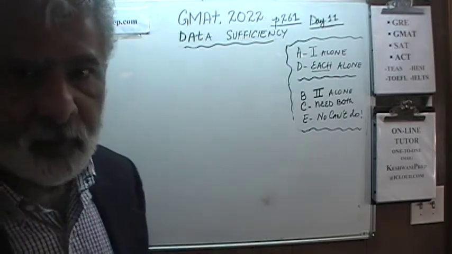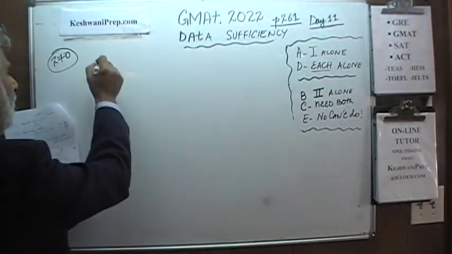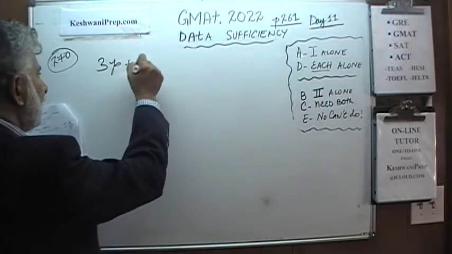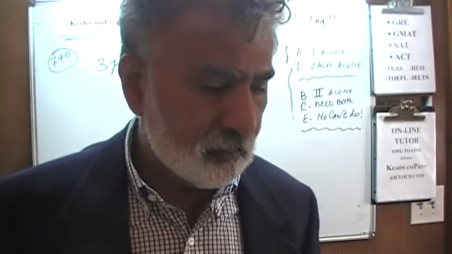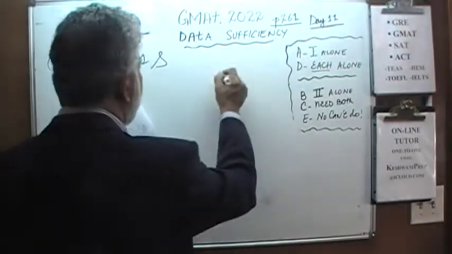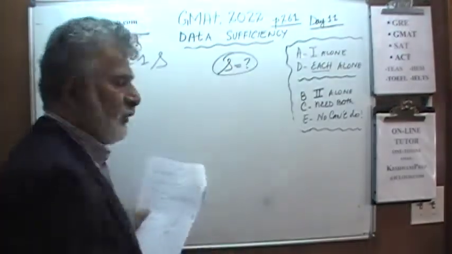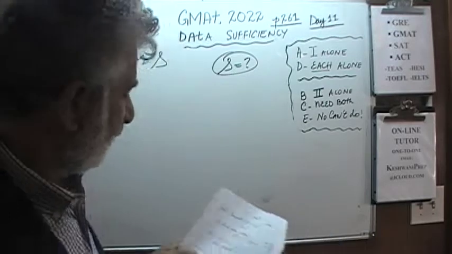In 270, we are told that we're going to buy three printers and one scanner. S represents the price of the scanner. P represents the price of a printer, obviously. And what we find out is, how much does one scanner cost? Let's see what they tell us.